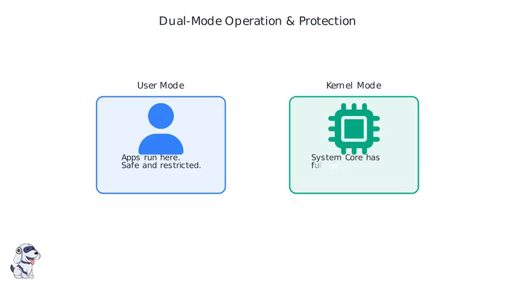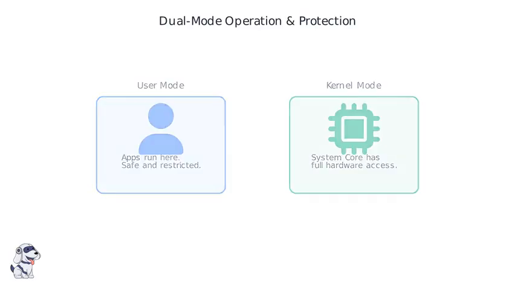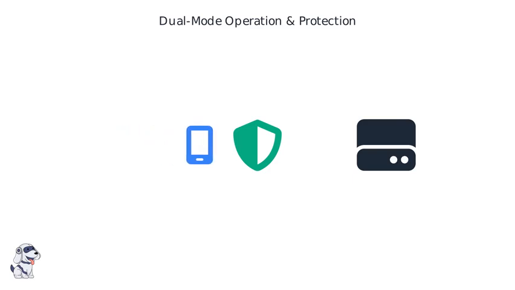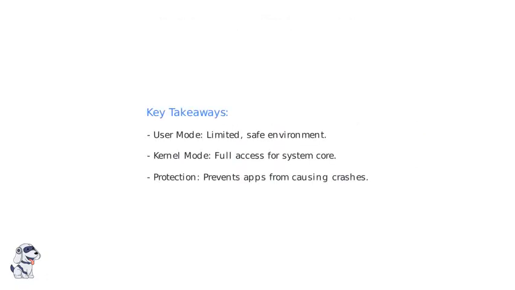In kernel mode, the system core has full, absolute control. It performs sensitive operations that the user-level apps aren't allowed to touch. When an app tries to access hardware directly, the mode switch mechanism intervenes. The kernel checks if it's allowed, protecting your system core. Remember, user mode keeps things safe, while kernel mode does the heavy lifting. This separation ensures that one bad app doesn't sink the ship.